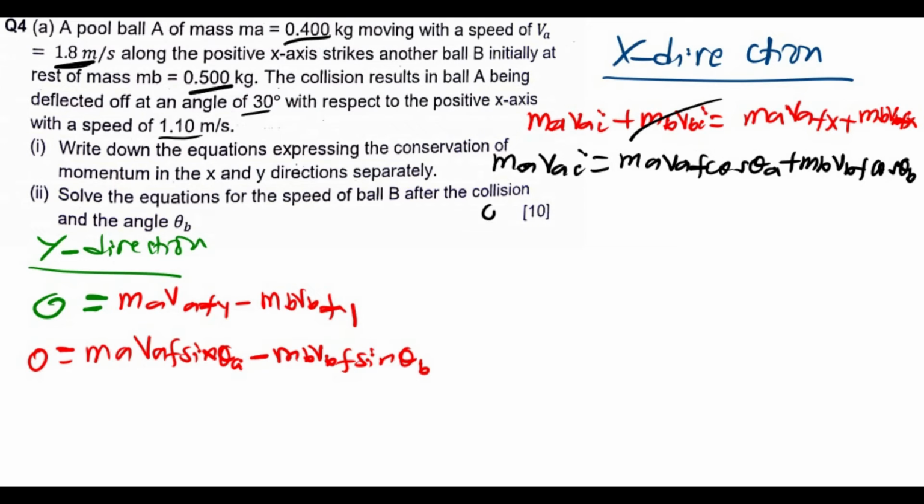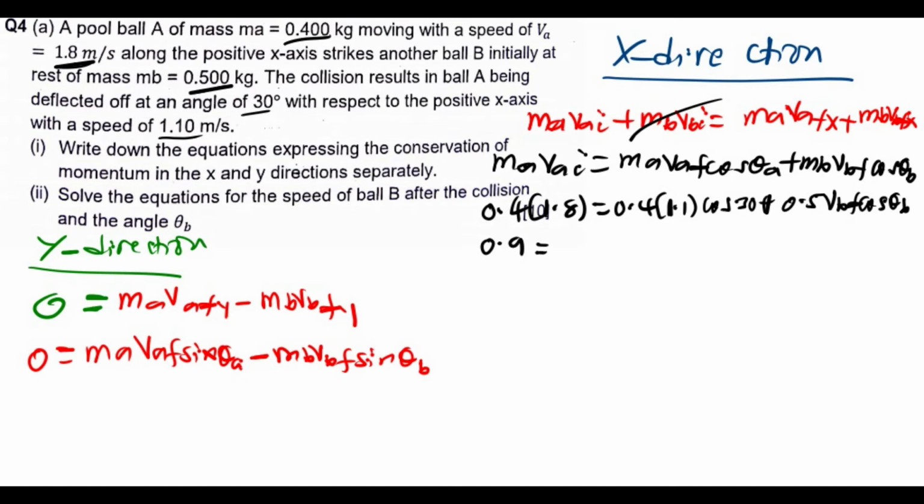MA is 0.4. The initial velocity is 1.8, so 0.4 times 1.8 is equal to MA, 0.4, times the VA final we have been given, which is 1.1, times cos of the angle theta A, which is 30, plus MB, which is 0.5. The VB we don't know. Even the theta for cos we don't know. I'll leave it there. So I can simplify that and say 0.5 times 1.5 is going to be 0.9.